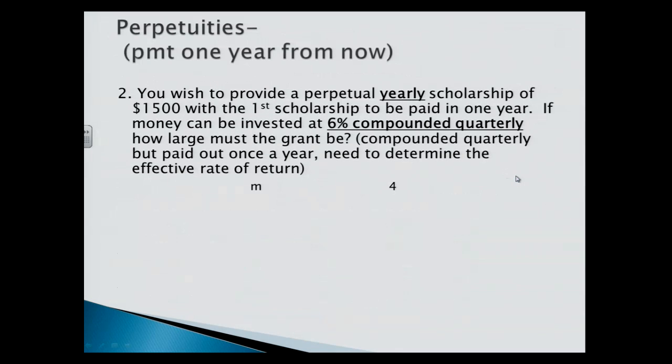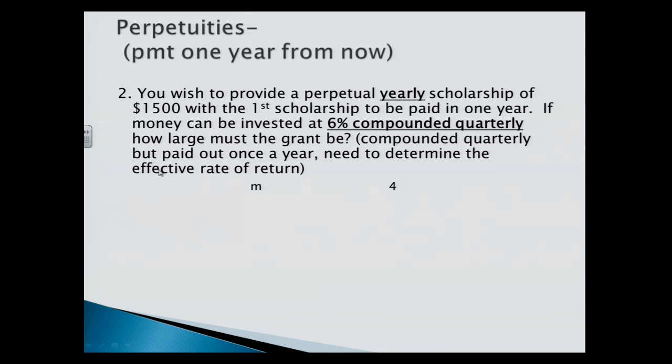Let's talk about a couple other situations. You wish to provide a perpetual yearly scholarship of $1,500 with the first scholarship to be paid in 1 year. If money can be invested at 6% compounded quarterly, how large must the grant be? If you notice, I've underlined, the scholarship is issued yearly, but your investment is compounded quarterly. They have to be the same terms. So therefore, this 6% quarterly, you have to determine the annual rate.